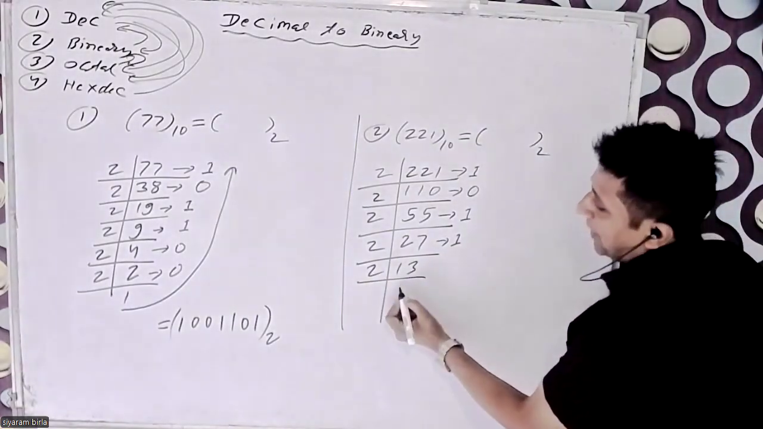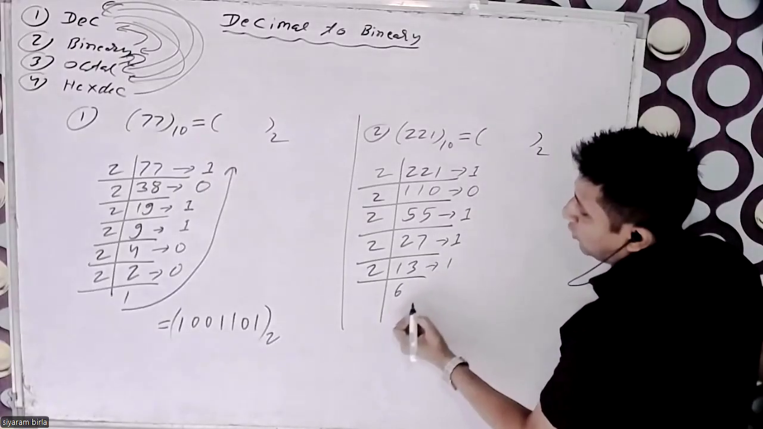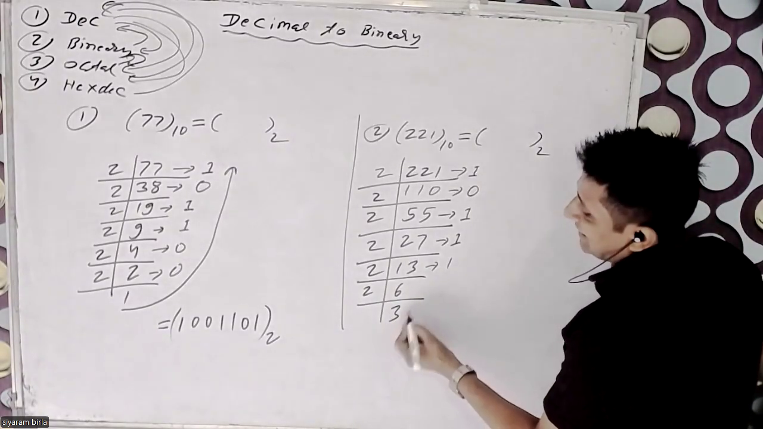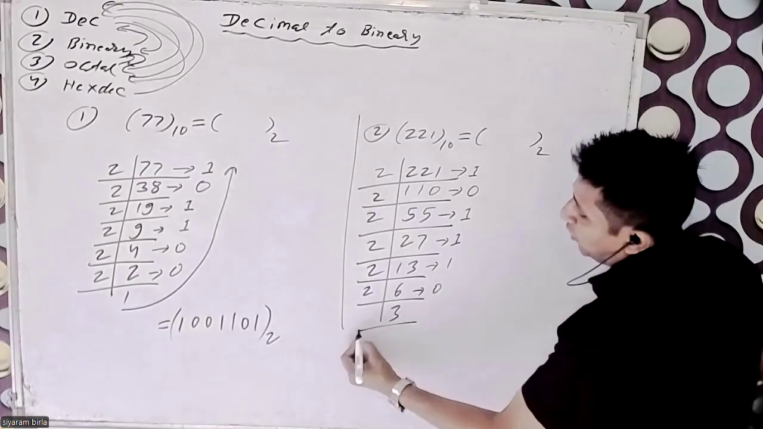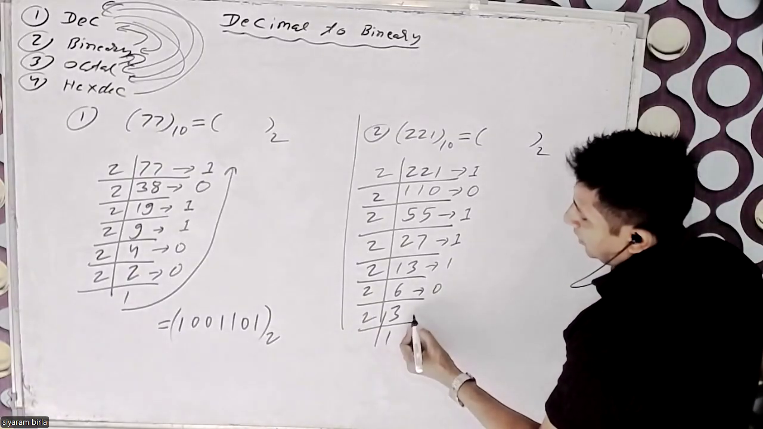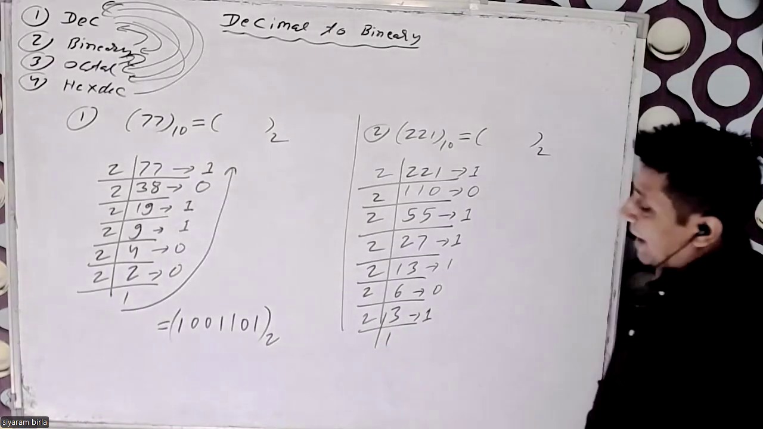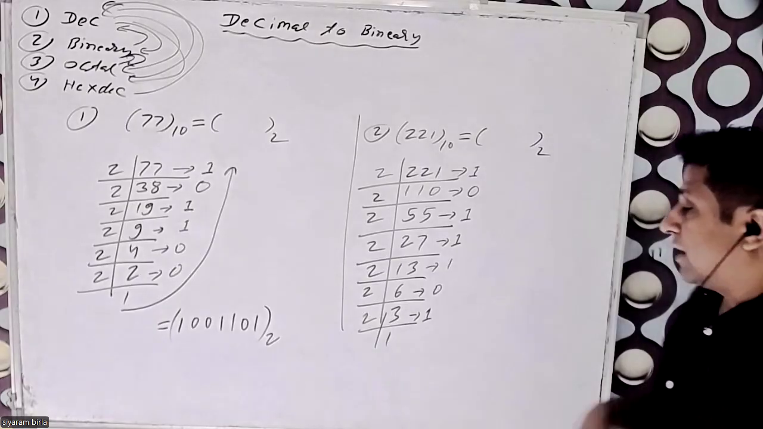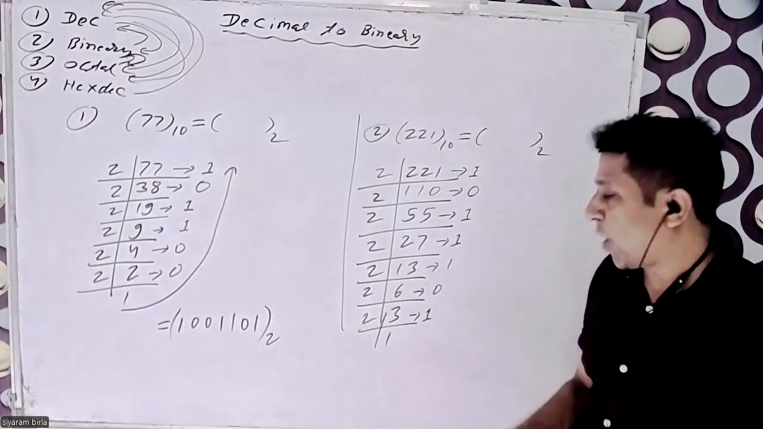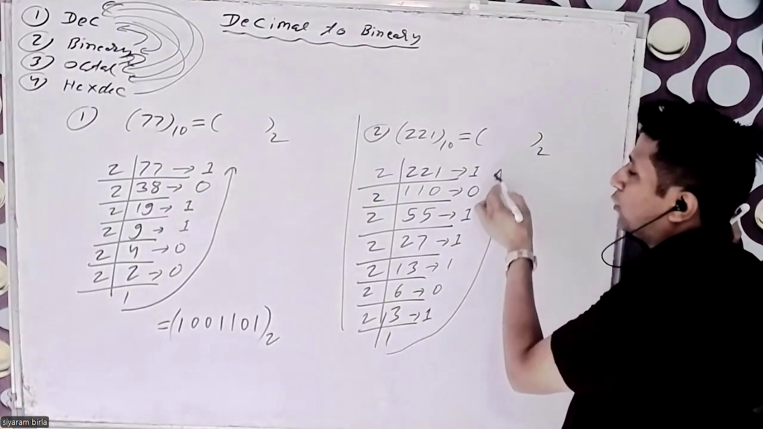Then I divide by 2, so 2 6s are 12. So the remaining part is 1. I mention it here. If I'm dividing by 2, so 2 3s are 6, the remaining part is 0. If I'm talking about 2, so 2 1s are 2, and the remaining part is 1. So now I can stop here because the base is more and the value is lower. So I can stop here and write down the binary from bottom to top.